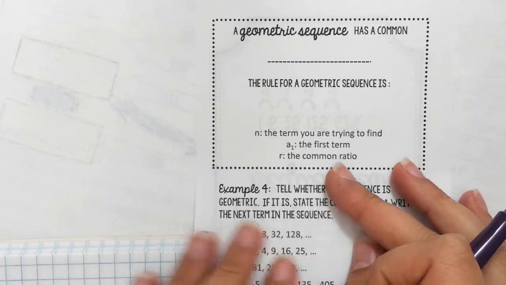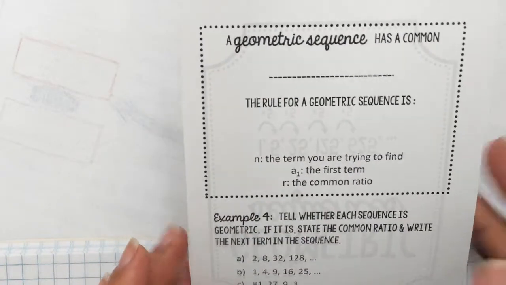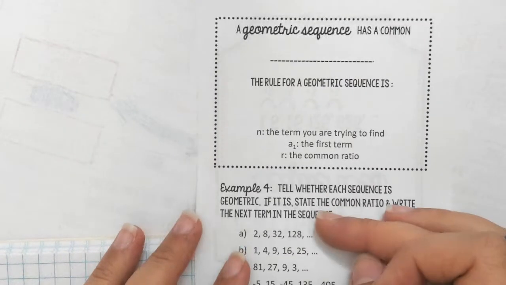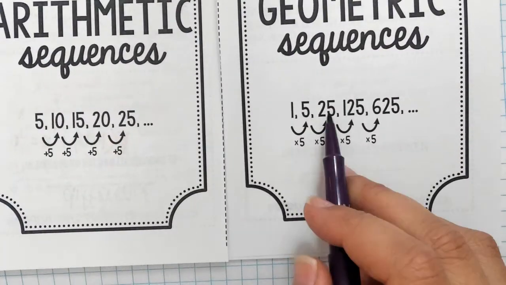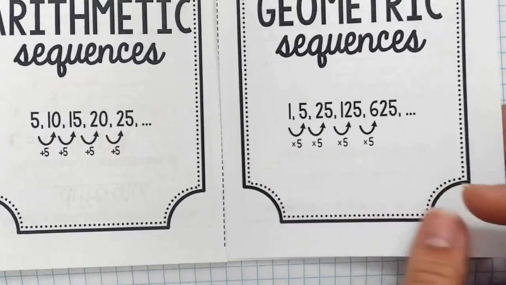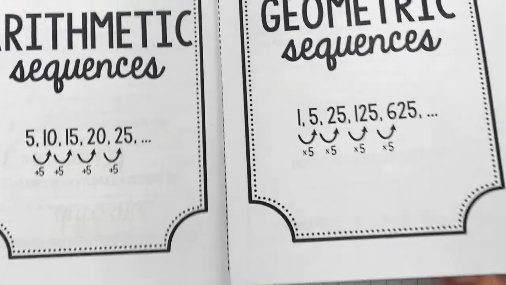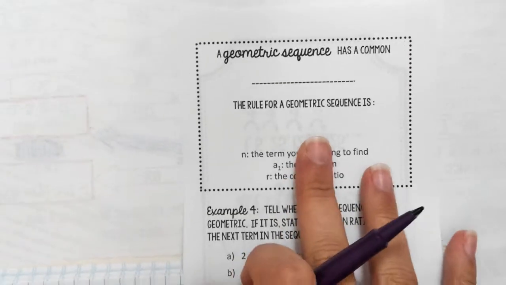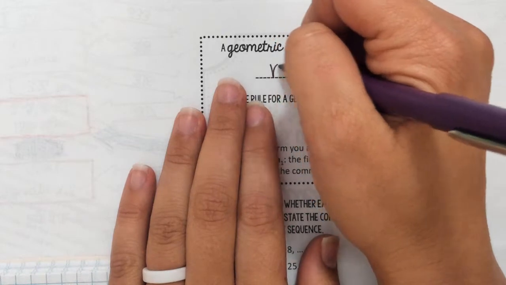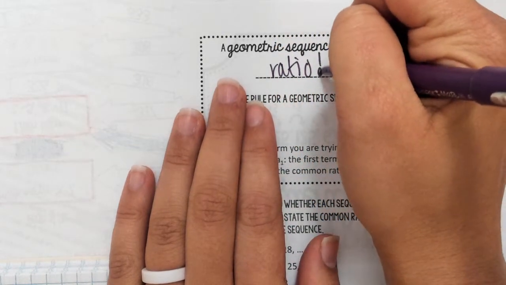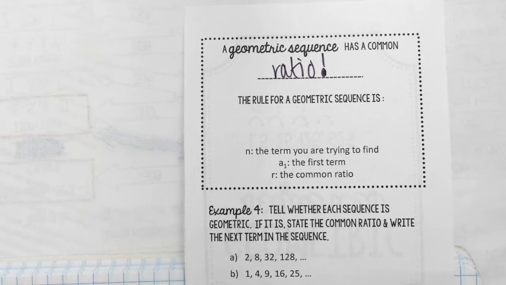Where did you divide? I did 5 divided by 1, 25 divided by 5, 125 divided by 25, and those all gave me 5. Okay, so a geometric sequence has a common ratio. Instead of a common difference, it's a common ratio because we are dividing to find it.